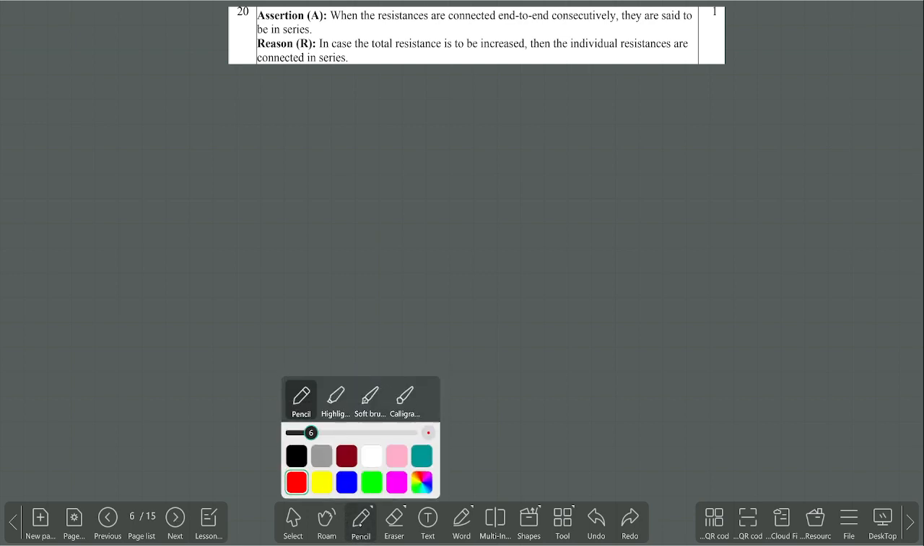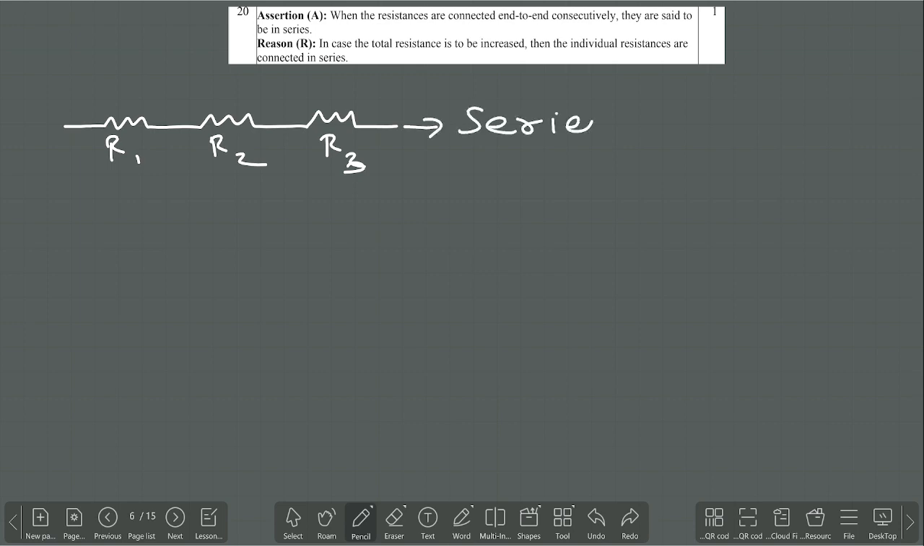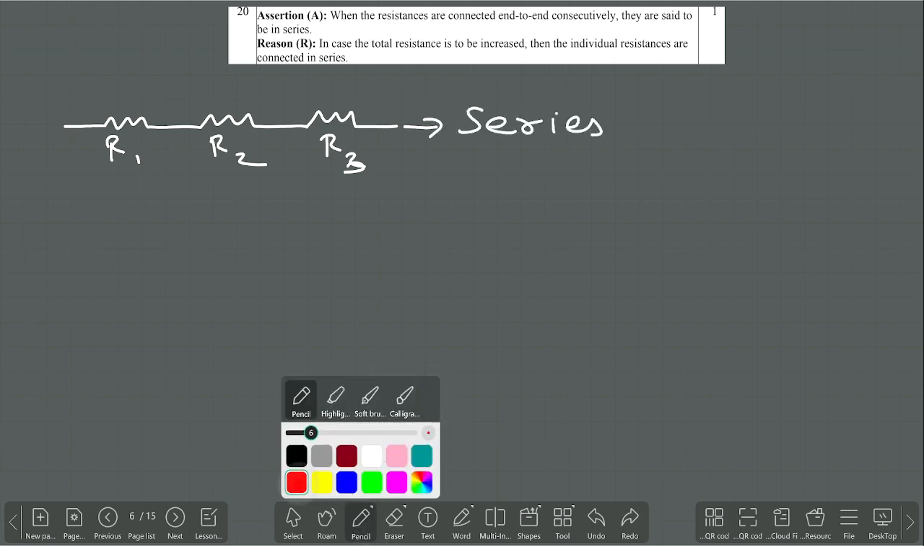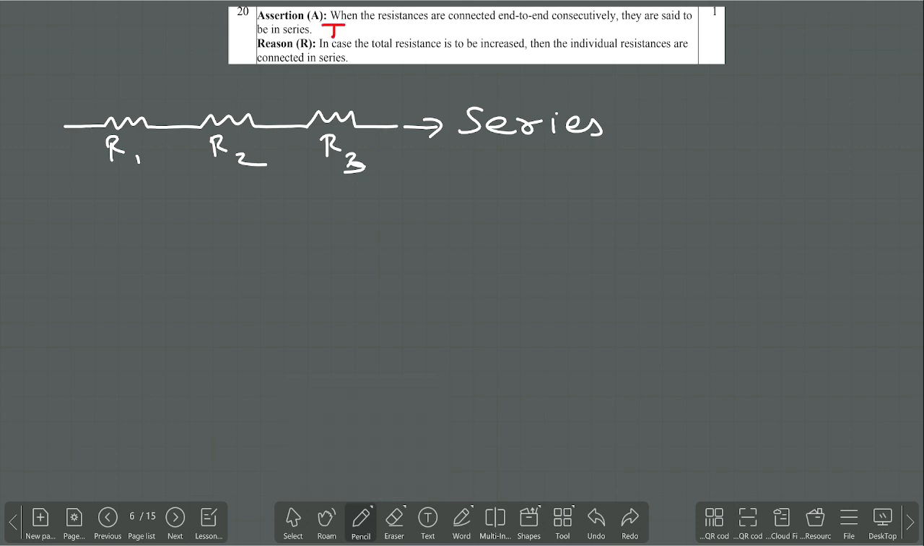Now the next question. When the resistors are connected end to end consecutively, they are said to be in series. Clear? That means when the resistors are connected end to end, R1, R2, R3, these types of combination will be called the series combination. That's what they said in the assertion. That means the assertion is a true statement.